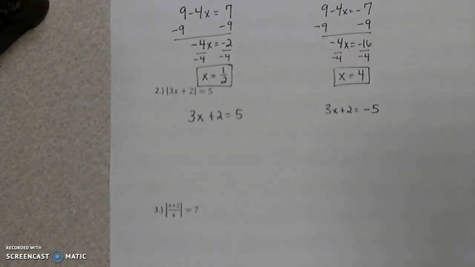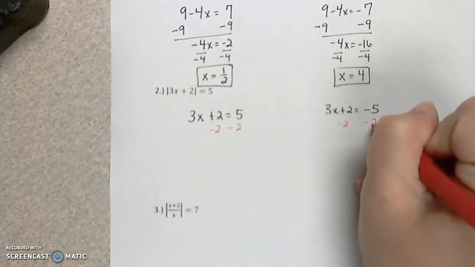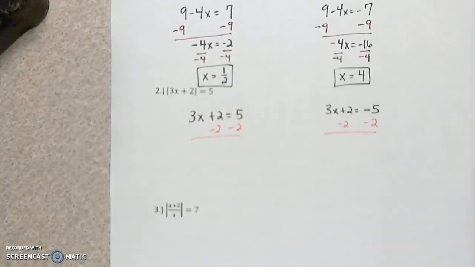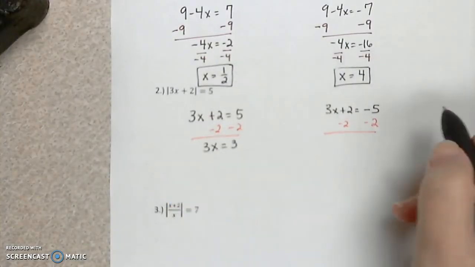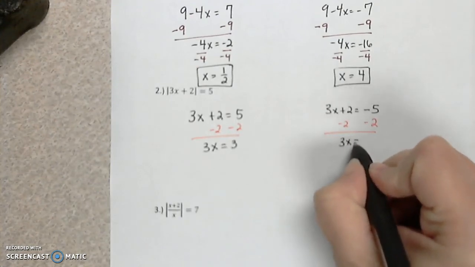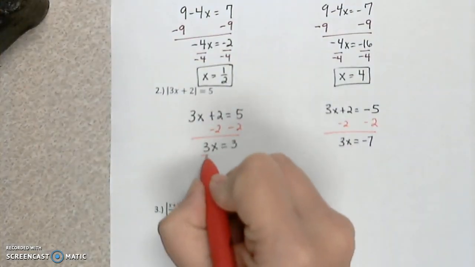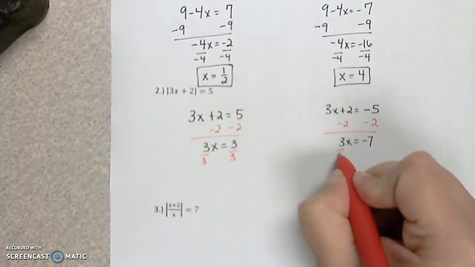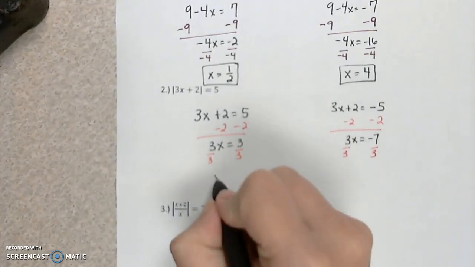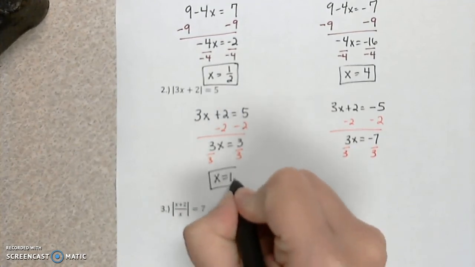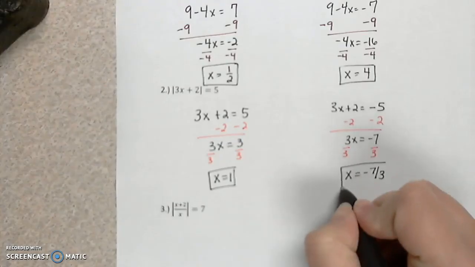Alright, so I'm going to solve them. Subtract 2 from both sides. Alright, and like I said, you can work them out simultaneously. That's nice. So I'll have 3x equals 3. And over here I'll have 3x equals negative 7. Alright, so then I'm left to just divide both sides by 3. And for the first equation, I'll get x equals 1. And for the second equation, I'll get x equals negative 7/3.